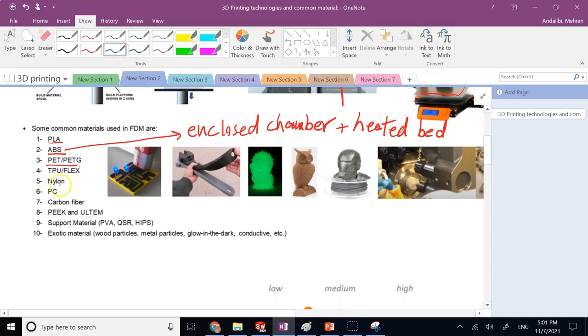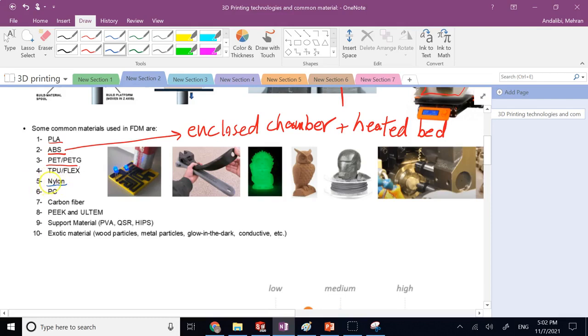Nylon is the plastic that is amazing in terms of its toughness. It can really absorb mechanical impacts, and it also has a good strength and flexibility, relatively good resistance against heat and abrasion. It doesn't release odor, and it is also food safe. So it's an amazing plastic. It's a little bit more expensive than ABS and PLA.